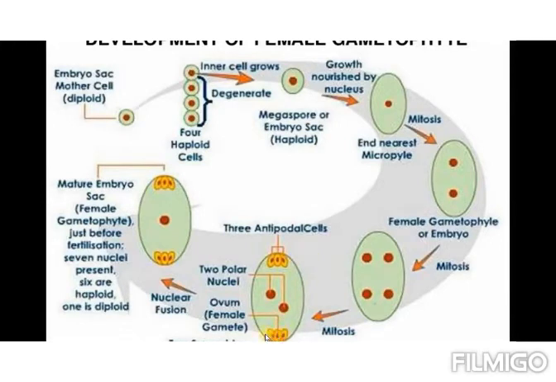And this downward 3 cells are there. These side 2 cells are called the synergid cells, and middle one is called the ovum or the female gamete. Out of these 8 nuclei, 2 nuclei will come in the center, which is called the polar nuclei. These 2 are the polar nuclei. Okay, so now there are total 8 nuclei.